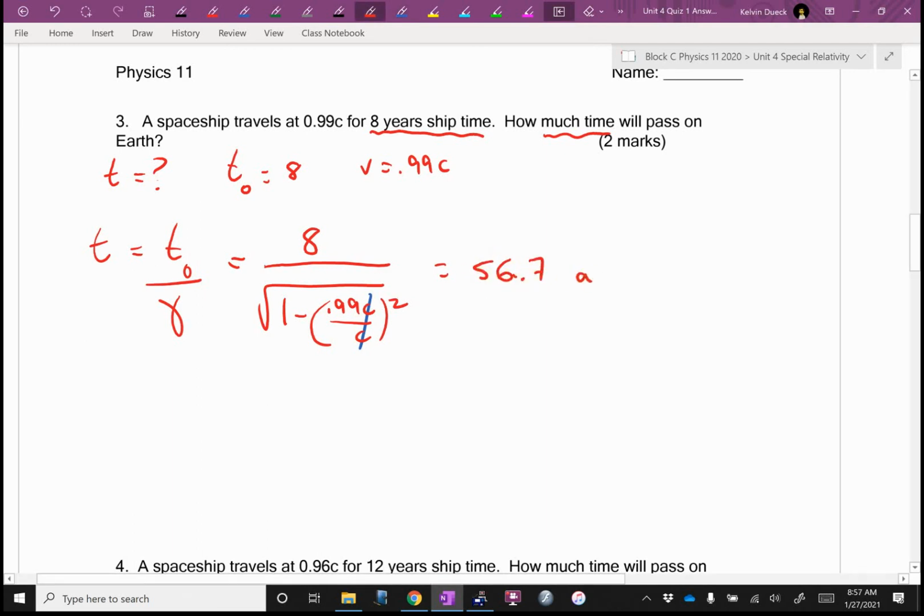The abbreviation for years is a lowercase a, but if you wrote years or you put a y there, I'm not going to freak out. It's just I'm a pedantic nerd, and so I have to use the right abbrev. If you got that right, 2 out of 2. Otherwise, I would give you 1 mark for the equation, 1 mark for the answer.